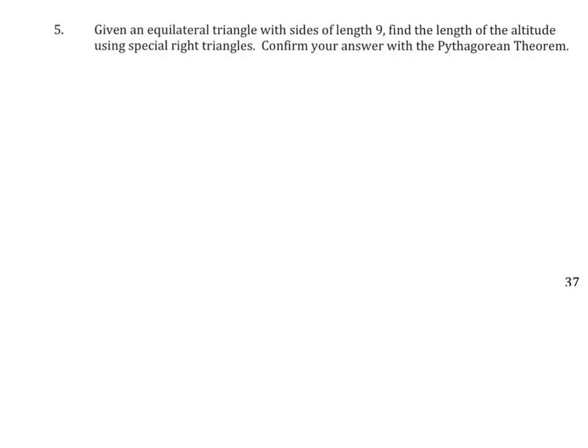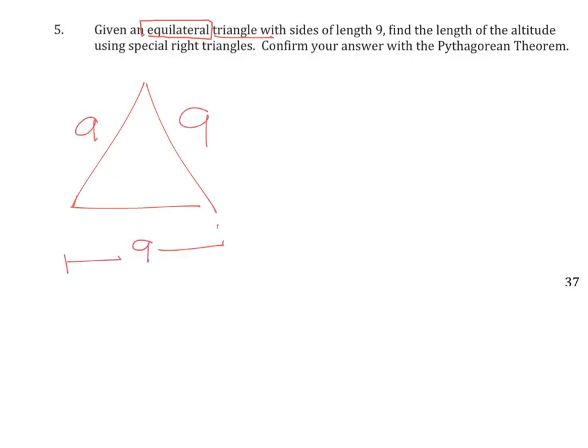Given an equilateral triangle, so just this term equilateral means a whole lot of things. First, we have 3 equal sides, and we know that they're all 9. We're looking for the length of the altitude. So all sides are equal in an equilateral triangle, and all angles are equal. And if they're all equal, we take 180 and divide by 3, and we get 60-degree angle measures.